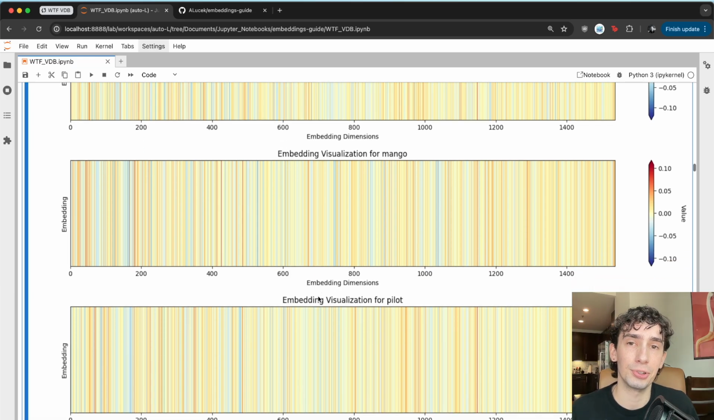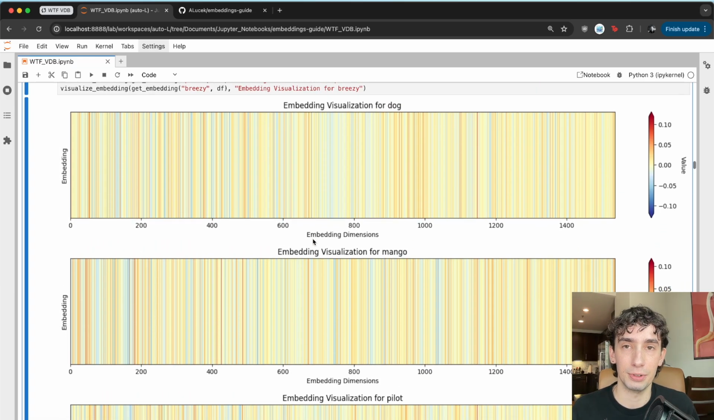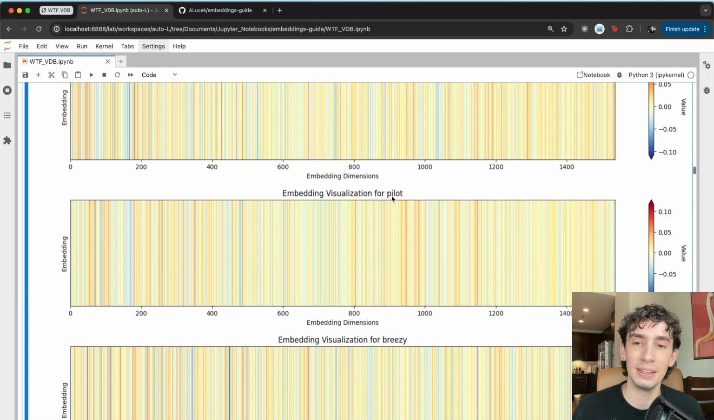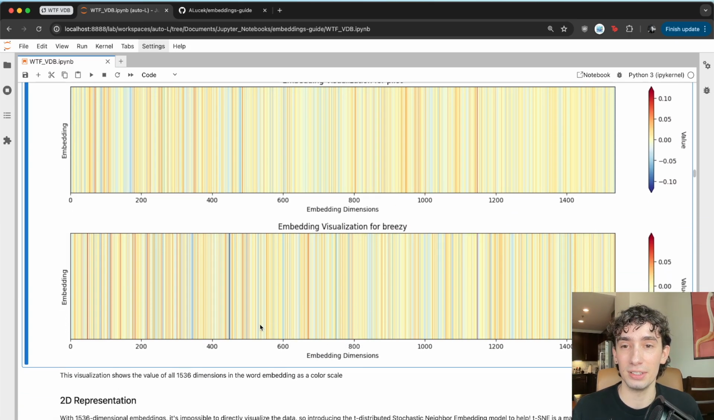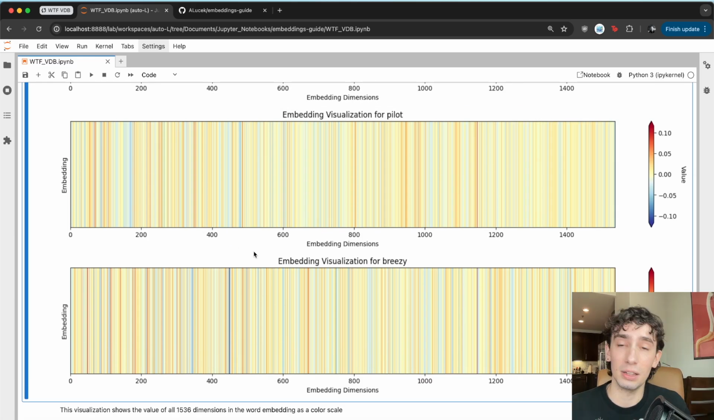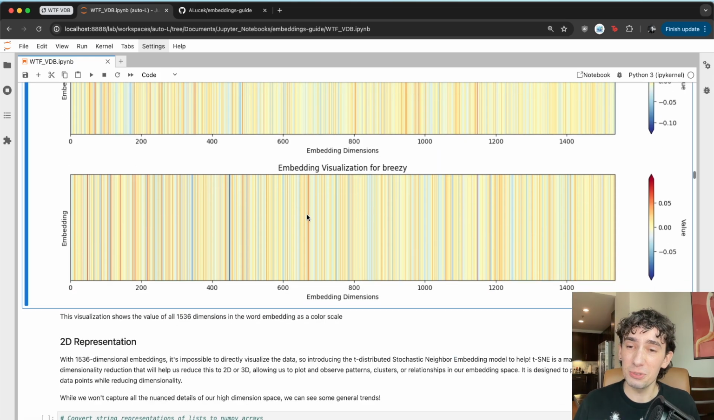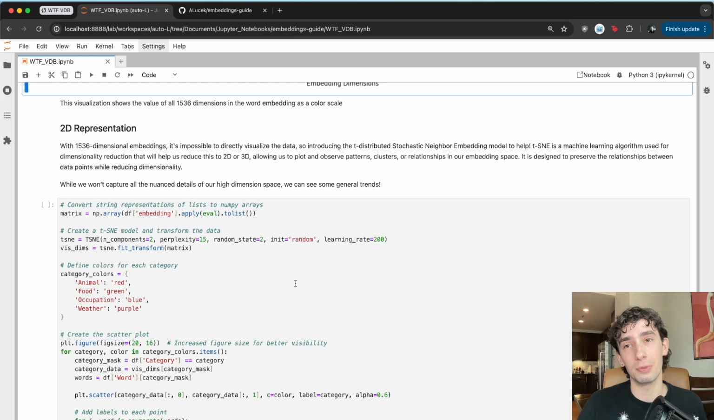And so going through here, we can see across a couple different categories for dog, for mango, a visualization for pilot, and then a visualization for breezy, which has some very low values right here. All of these are going to be a little bit different, but capture some sort of meaning within this. But obviously, it's not super easy to actually compare how similar these embeddings are in a 1-dimensional space. So let's move up to the 2-dimensional representation.